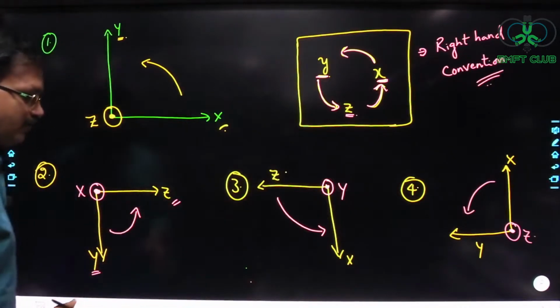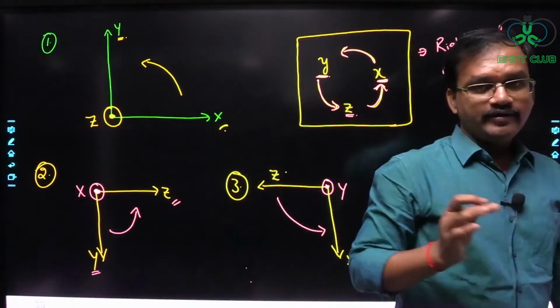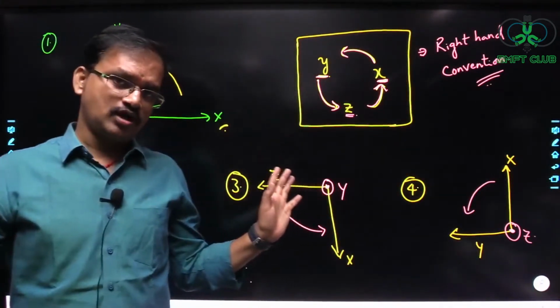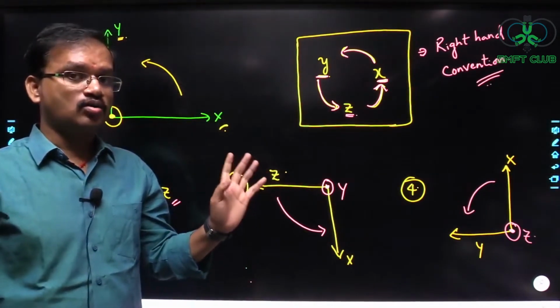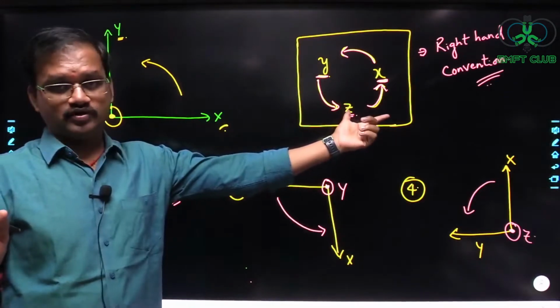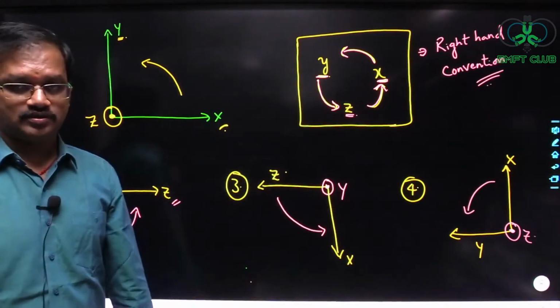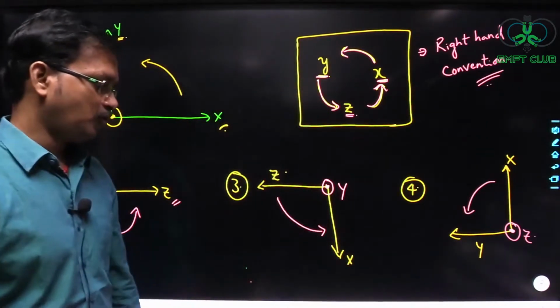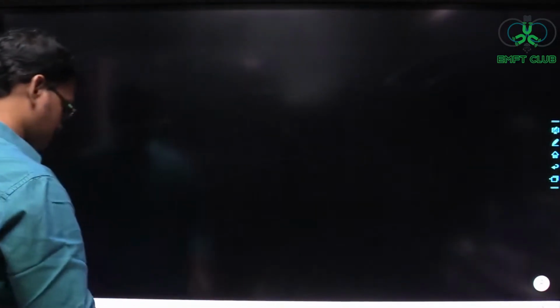So whenever you are drawing the coordinate axis, just draw the two coordinate axes as you wish here, understood? But while drawing the third coordinate axis, follow this right hand convention, right? So I hope it is crystal clear here. Right. Okay. Next.